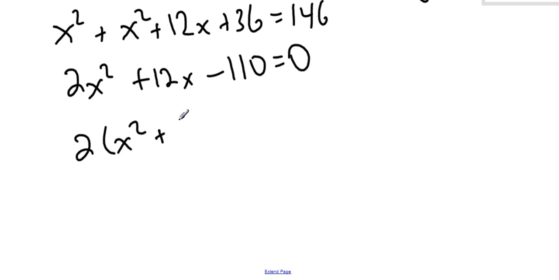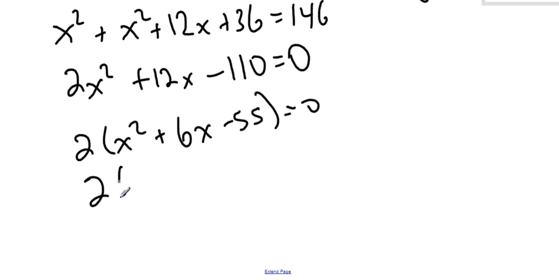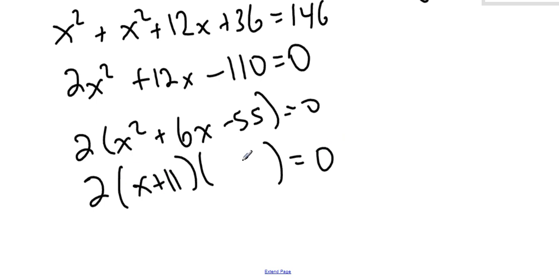I'm going to common factor out that 2. Inside of this bracket, I have a simple trinomial. Are there two numbers that multiply to negative 55 and add to 6? Yep, positive 11 and negative 5. Now that I have those numbers, I've factored this equation. Because it's equal to 0, I can now use the zero principle. I have three things multiplied together. If any of those three things was 0, the other two things are irrelevant because 0 times anything is 0.